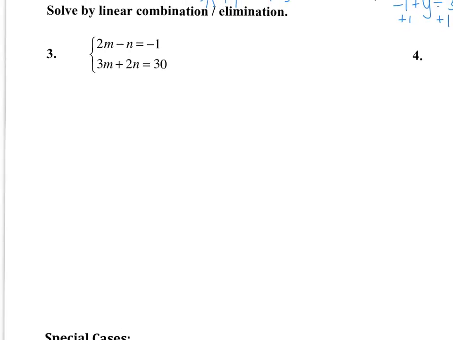With linear combination or elimination, you want to match up the numbers in front of one of the variables with the same number but opposite signs. So opposite signs, if we look at n, we have negative n and positive n. So we already have opposite signs. Now I want the numbers in front to match. So the first equation I have a negative 1n. The second equation I have positive 2. In order for them to match, I'm going to have to multiply the top equation by 2. So I get 4m minus 2n equals negative 2. My second equation is going to stay the same.